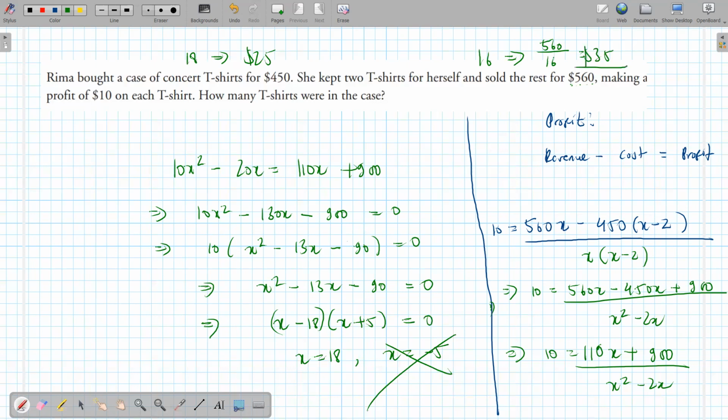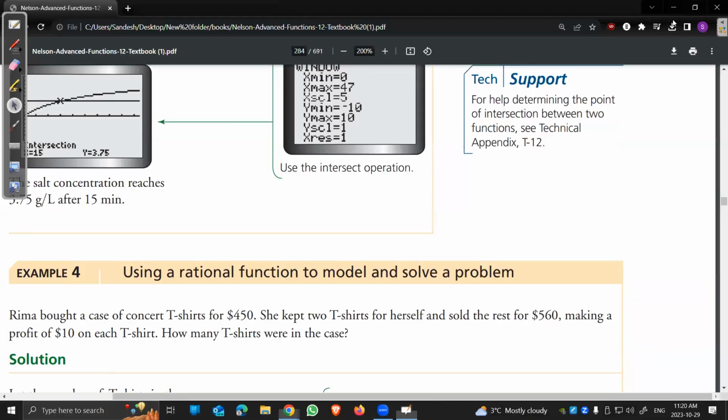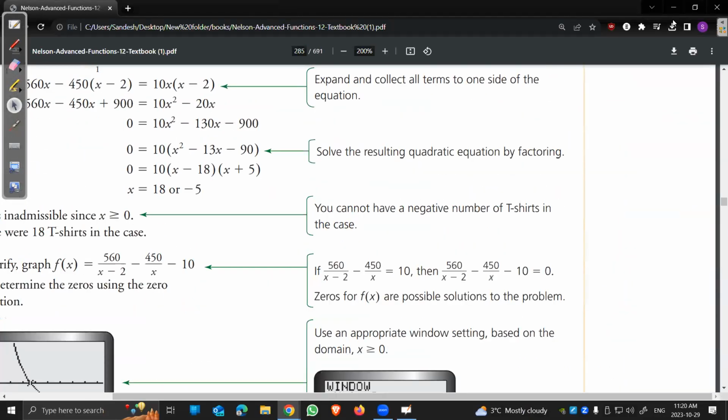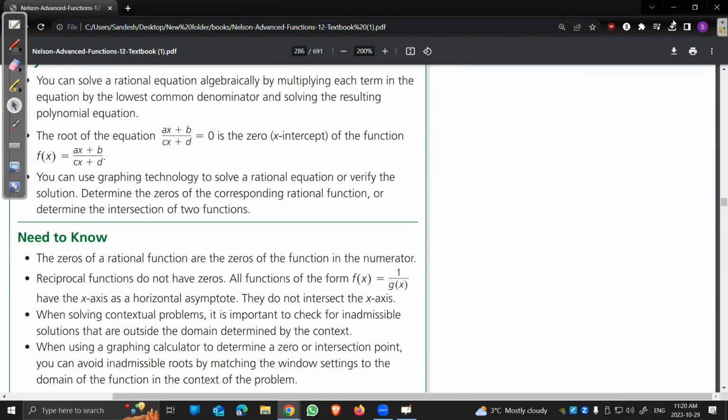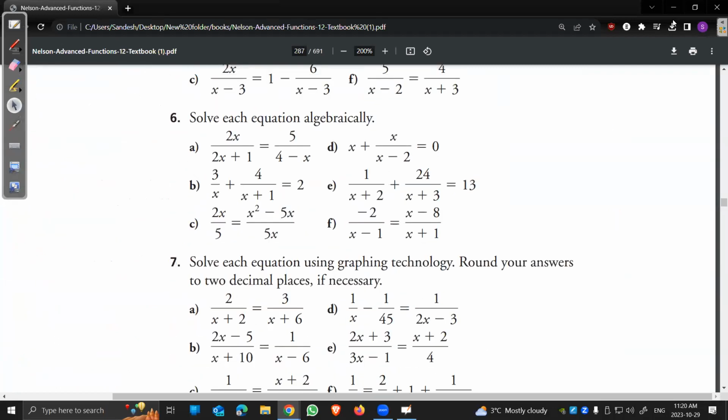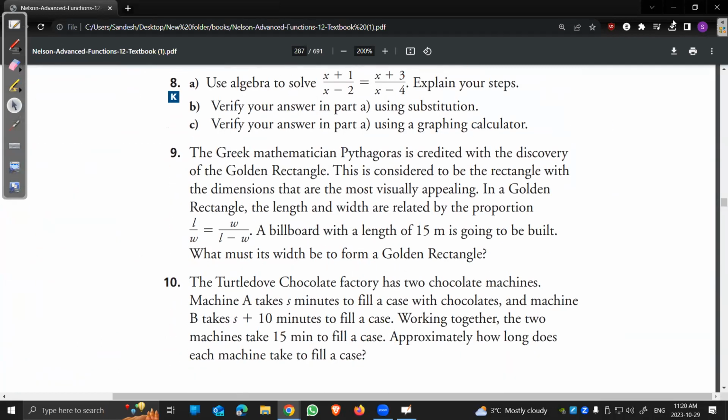And look at the profit. She sold it for 35. She bought it for 25. It's $10. So the math checks out. Pretty tricky question, this one. A lot of ideas, and if you don't identify it as a rational function, then you're pretty much toast. It's always tricky. These questions are the trickiest, I find.